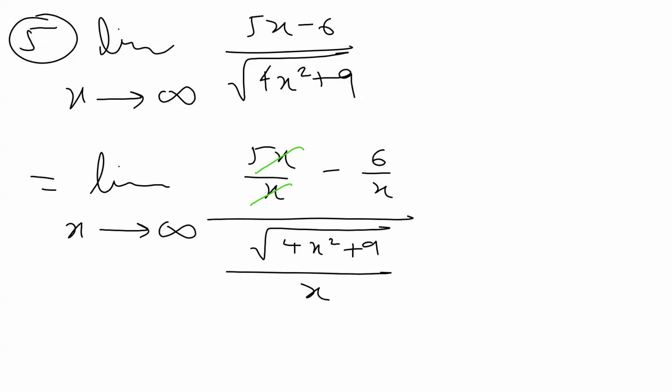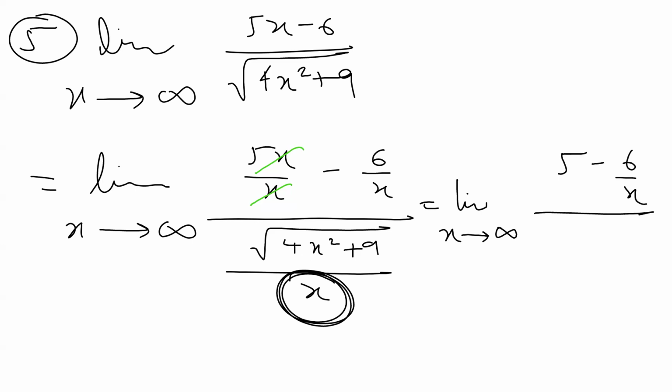Now one very logical question I'm asking you. If I want to put a root over here for this x, if I want to just put it within the root, what should I do? The x square root. Correct. Root of x square. Perfect. So 5 minus 6 upon x, root of 4x square plus 9 upon x square.